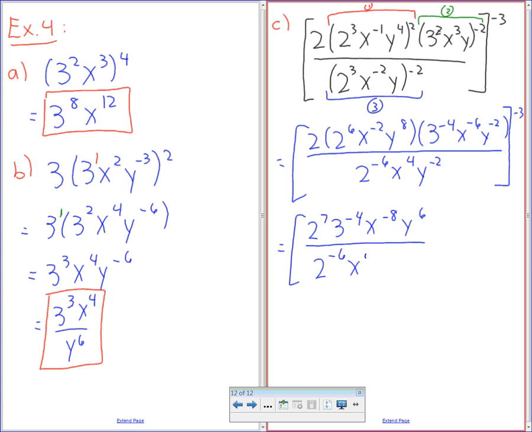I'm just going to talk through how she got that. That's correct, by the way. How she got that was there's an invisible 1 on the 2 to the left, so 2 to the 1 times 2 to the 6 is 2 to the 7. There's just a 3 to the -4, and that's it. x to the -2 times x to the -6 is x to the -8, and y to the 8 times y to the -2 is y to the 6. The denominator stays the same.